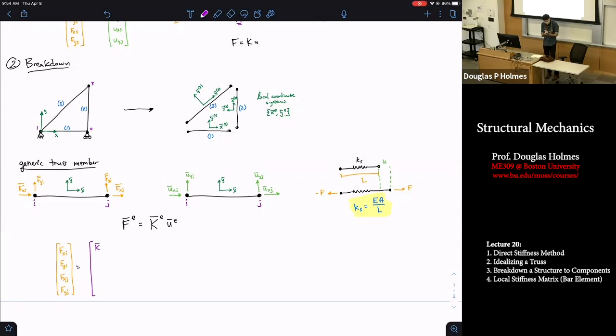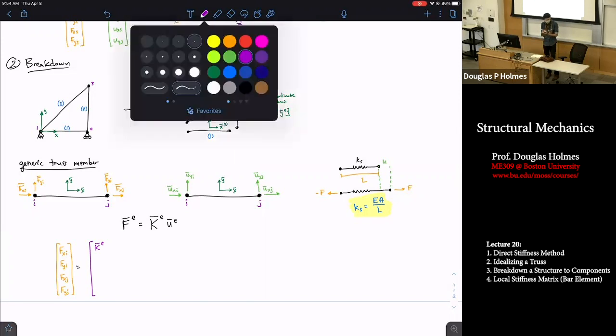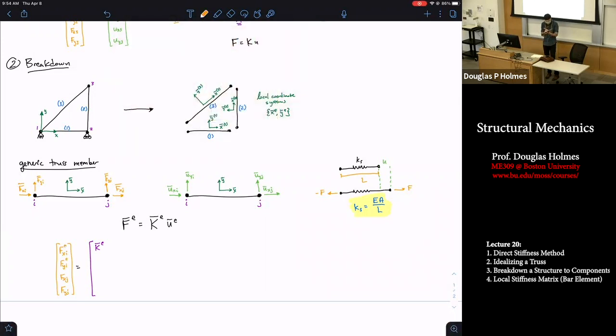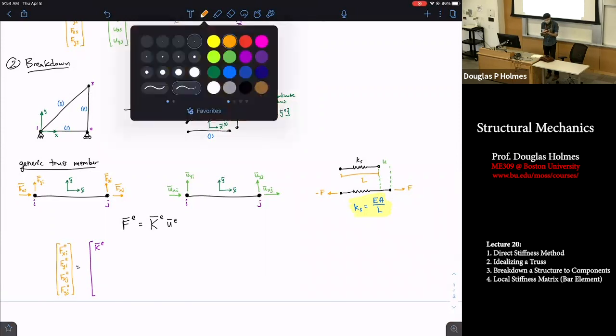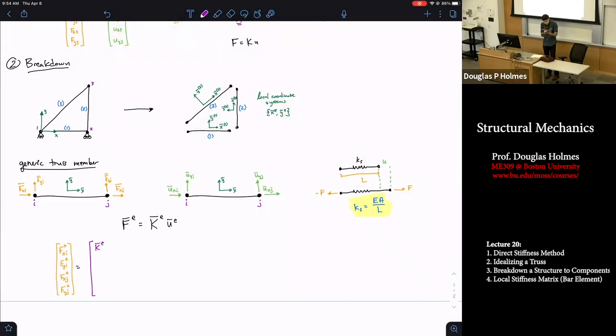We'll write all this out. It's going to be K bar for this element. Oh, I should have put E's on all those. Sorry. So we're going to have K E, Xi, Xi. And we can fill this thing out, I suppose we should.